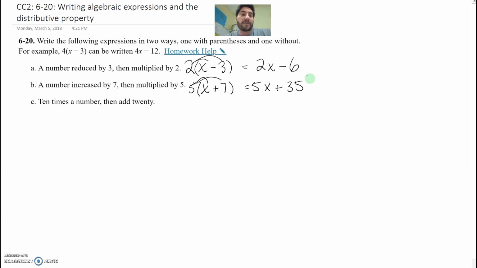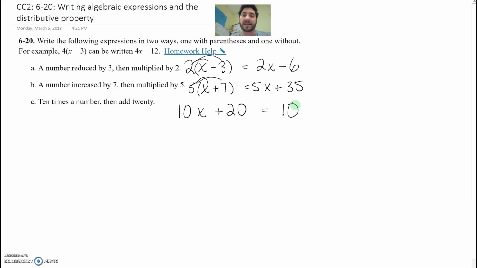Here for this one, I have 10 times a number, then add 20. So I have 10 times a number, so 10 x's, plus 20. And I'm going to say, how many groups can I make out of this? How many equal groups can I make? Well, I have 10 x's and I have 20 1's. So that means that I can make 10 groups.